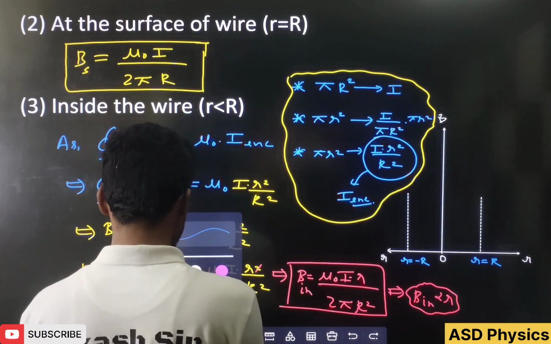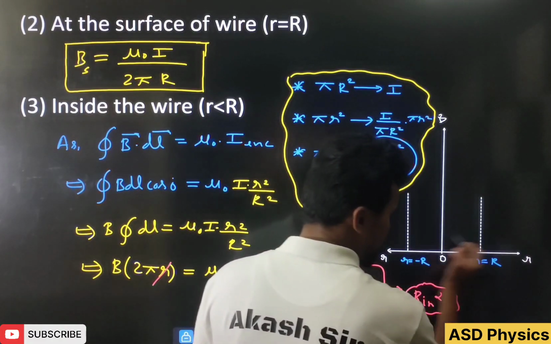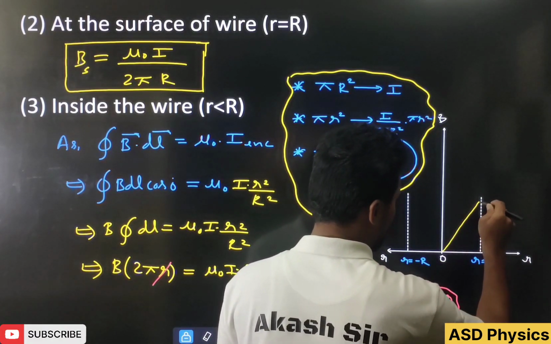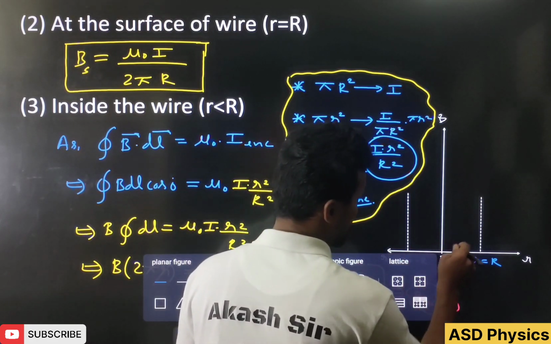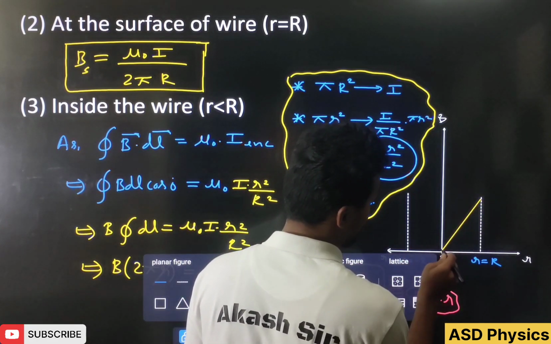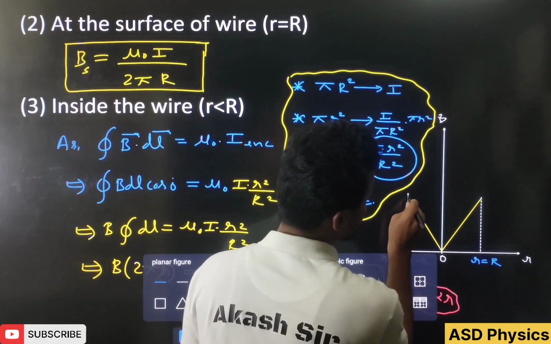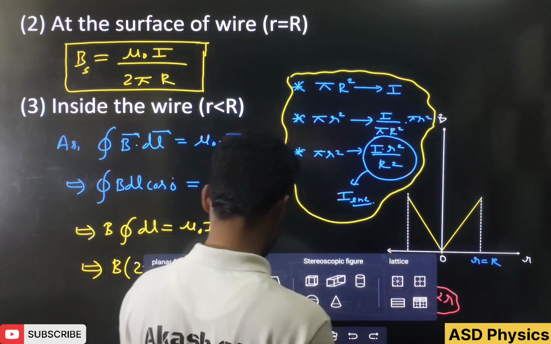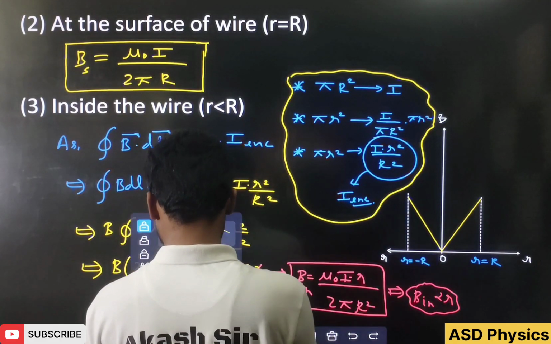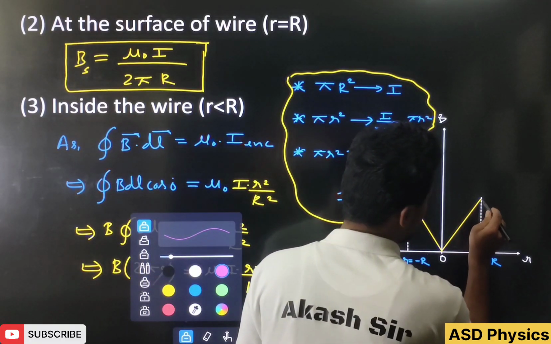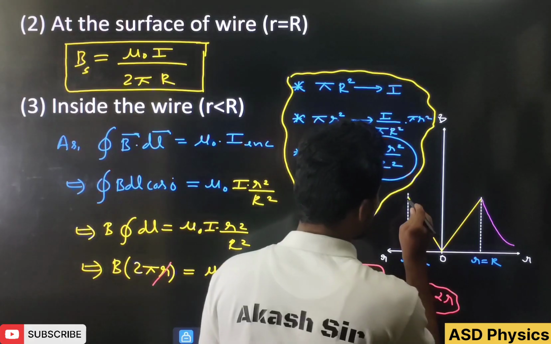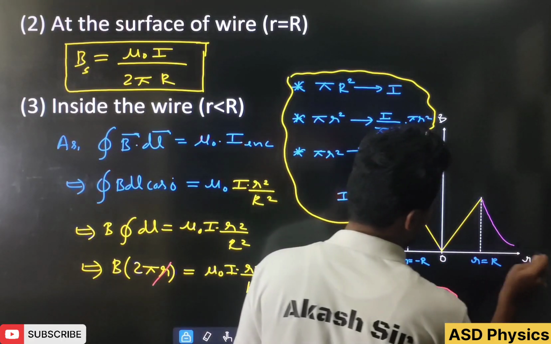So if I look at the graph, inside it will be a straight line here. What is this, students? This will be a straight line. I have drawn a straight line here, and on this side also, if you wish, we can draw the graph, as symmetrical as possible. After that, outside the wire, it will go like this, like a rectangular hyperbola.